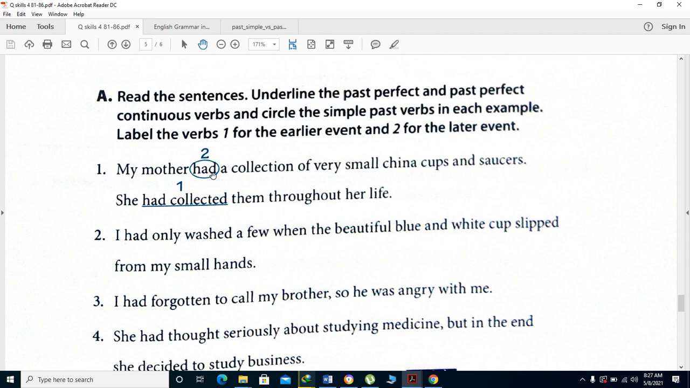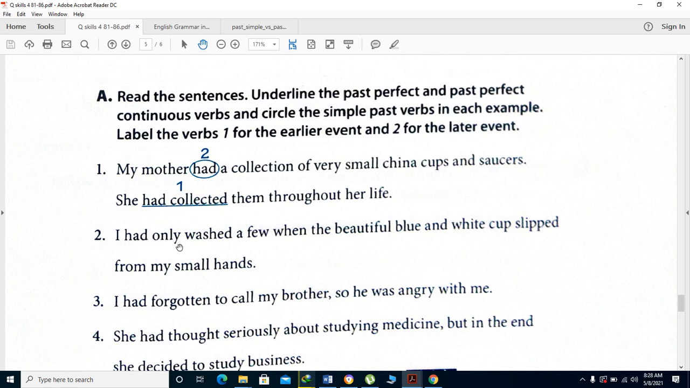Had is the second form of have, so it is past tense. It's working as a main verb here, but in this sentence had is a helping verb and collected is the third form of the verb. So collected is our main verb and had is our helping verb. She had collected them throughout her lifetime. So we underline this part because it is past perfect tense.